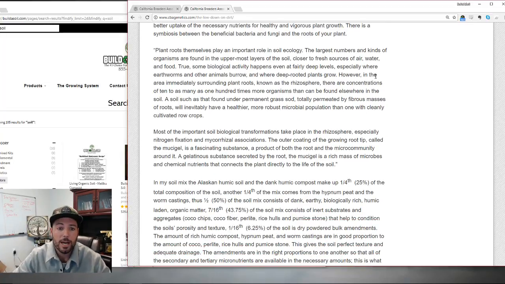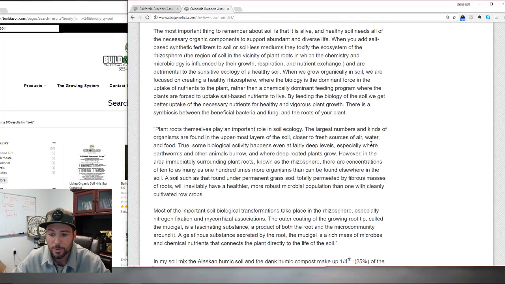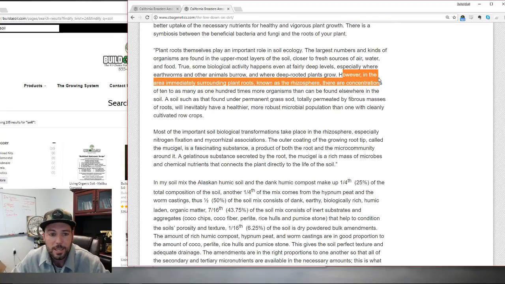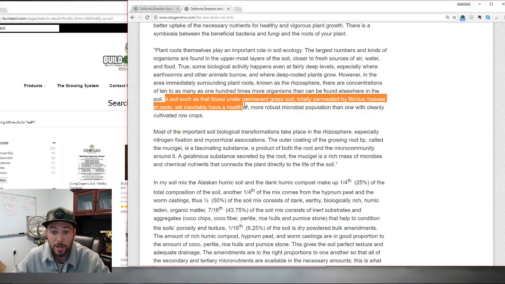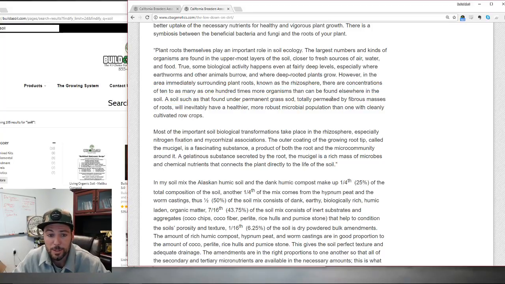The largest number and kinds of organisms are found in the uppermost layers of the soil, closer to fresh sources of air, water, and food. True, some biological activity happens even at fairly deep levels, especially where earthworms and other animals burrow and where deep-rooted plants grow. However, in the area immediately surrounding plant roots, known as the rhizosphere, there are concentrations of 10 to as many as 100 times more organisms than can be found elsewhere in the soil. A soil such as that found under permanent grass sod, totally permeated by fibrous masses of roots, will inevitably have a healthier, more robust microbial population than one with cleanly cultivated row crops. I agree. Nature knows how to do that.